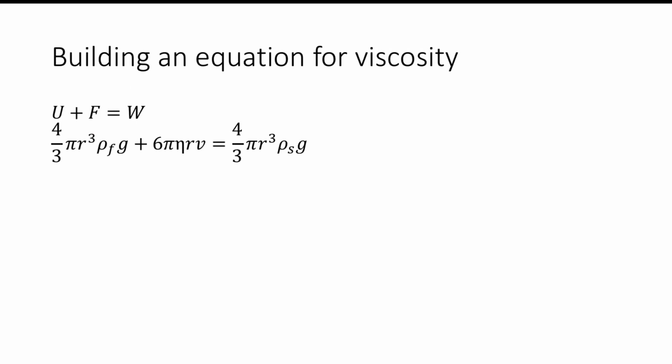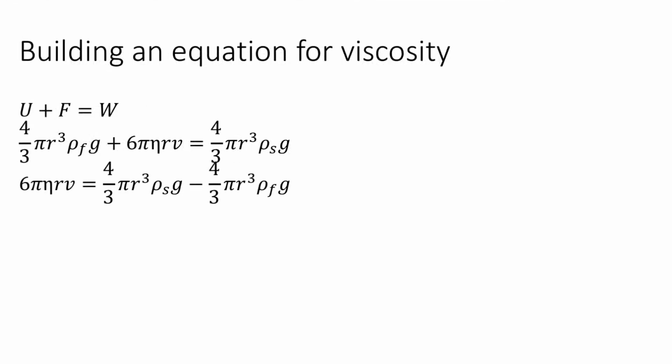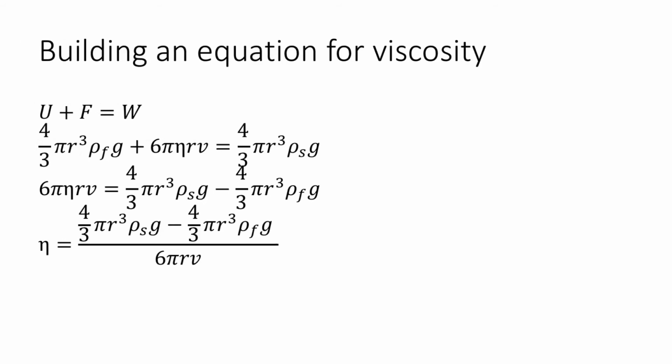We can sub in the equations for the weight of the sphere and the upthrust into the equation weight equals upthrust plus viscous drag, so 4 over 3 pi r cubed times the density of the fluid times g plus 6 pi times viscosity times rv equals 4 over 3 pi r cubed times the density of the sphere times g. By minusing the upthrust from both sides and then dividing by 6 pi rv, we can make viscosity the subject.